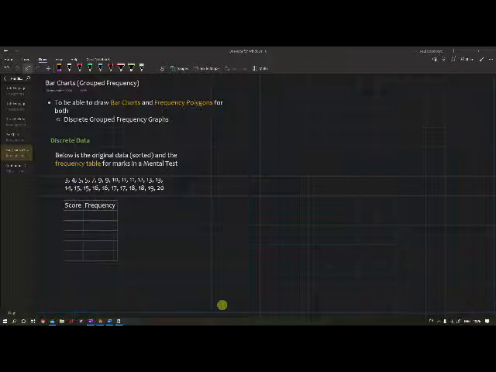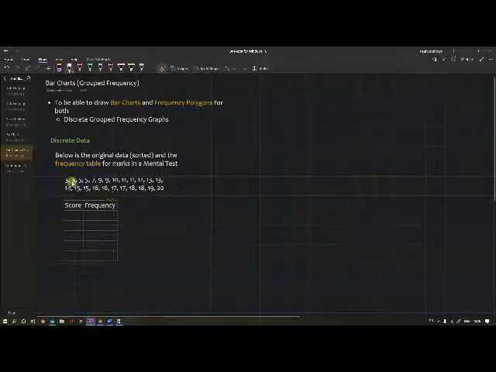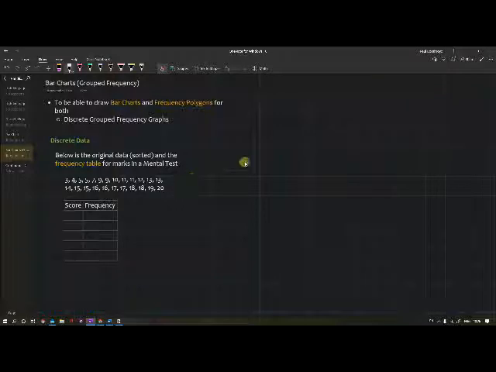Okay, this is going to introduce you to bar charts, which are for grouped data. This is where we've taken some values, like the scores from a test, and this is a test with marks from 0 to 20. So if I want 5 groups, I've got a 20 mark span.